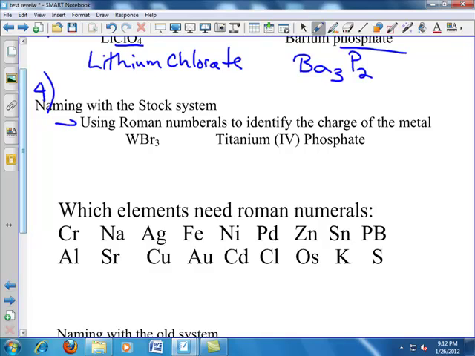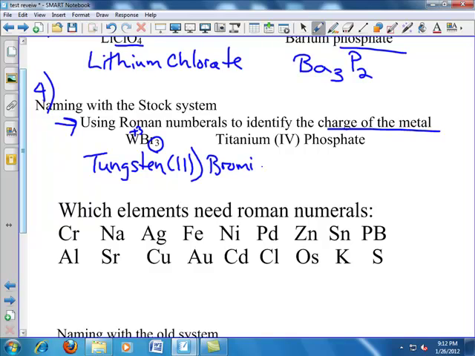Now, the fourth grouping is going to be naming using the stock system. And remember, we're going to use the Roman numerals to help identify the charge of the metal. So basically you're doing oxidation numbers, because this 3 means that this tungsten is +3. So this would be tungsten(III) bromide. And this titanium(IV) means that titanium has a +4 charge. And I have a phosphate here, which is PO4 3-. So this gets to be Ti3(PO4)4.